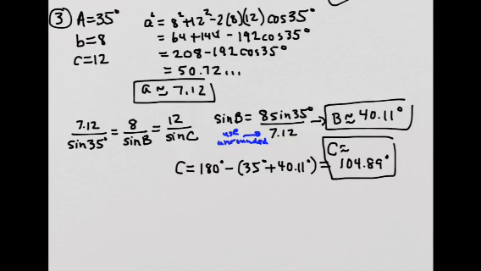So for number 3, another law of cosines, because we have no opposites. We have angle A, but there is no side A given here, so I had to use the law of cosines. So here, since I have angle A, I solve for side A. And here's the setup. Okay, and then this is just all the work. Put into the calculator, and you get A is approximately 7.12.